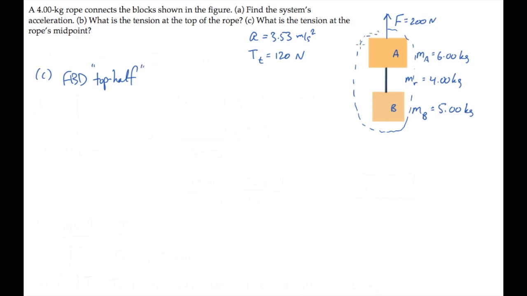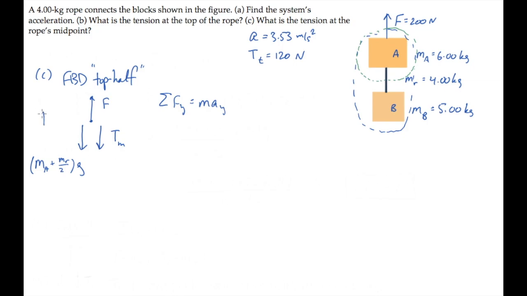I'll outline it here in green. So mass A plus half the rope. There are three forces acting on the top half. The first is its weight, the mass of block A plus half the mass of the rope times g. The tension at the midpoint is also in the downward direction, and that 200 newton force F is still in the upward direction. If we add all the forces along y, it equals mass times acceleration in that direction.